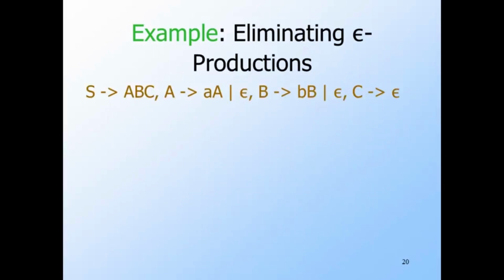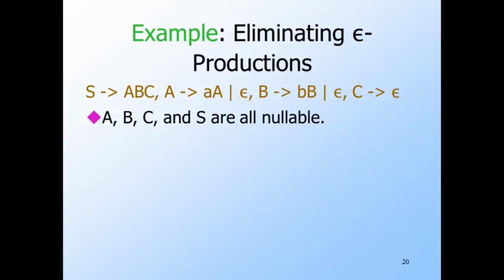Here's an example grammar. Each of A, B, and C are nullable because they have epsilon productions. Thus, S is also nullable because of its production S goes to A, B, C. Let's construct the new grammar.